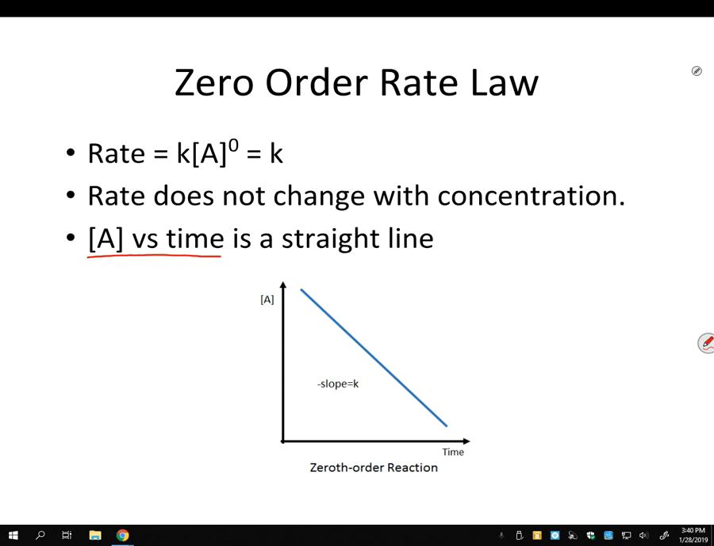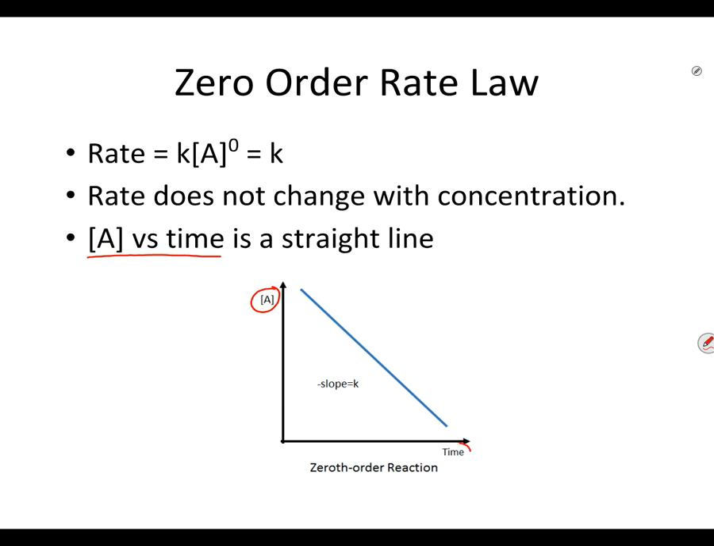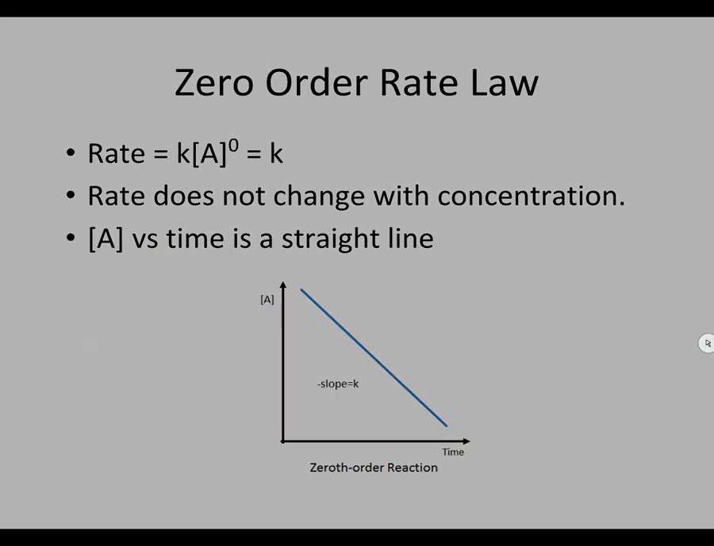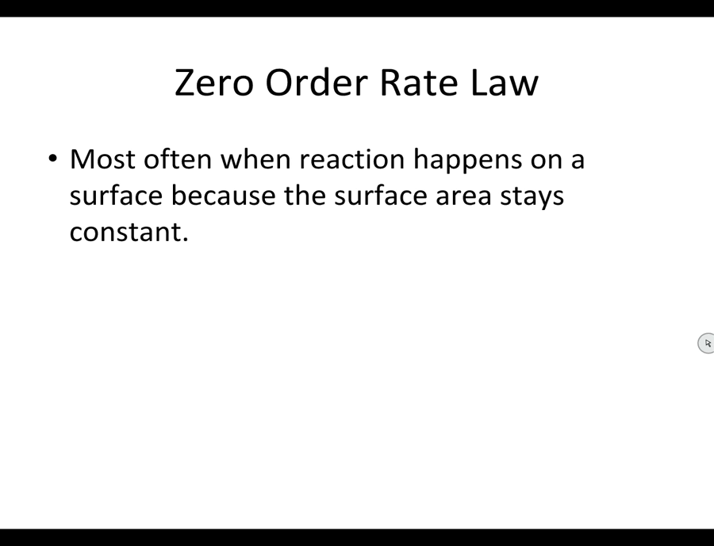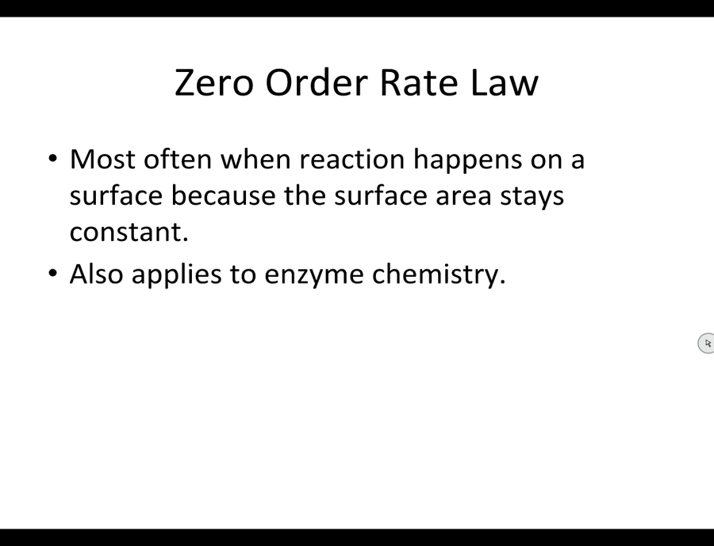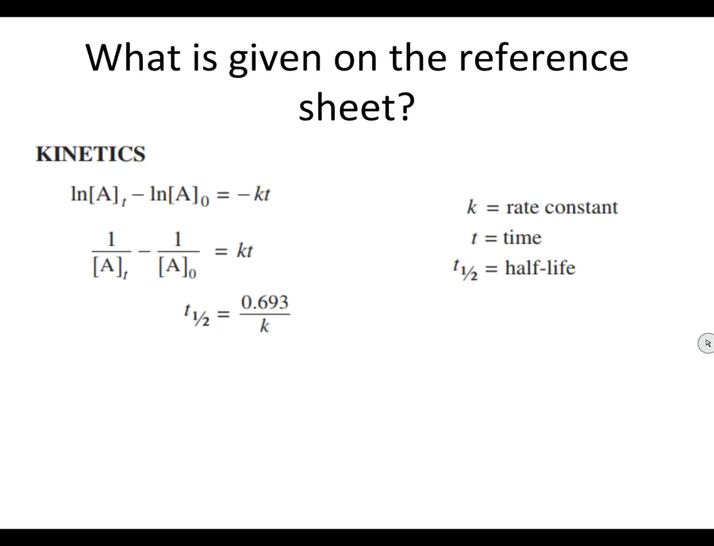If you see conditions where the concentration of A versus time is a straight line, then that proves it's going to be zero order. You will notice that our rate constant is equal to the negative slope of that line. Zero order rate law most often applies when reactions happen on a surface, because the surface area stays constant. So this applies to enzyme chemistry and surface catalysts, and we're going to look at a lot of those as we go further into this chapter.